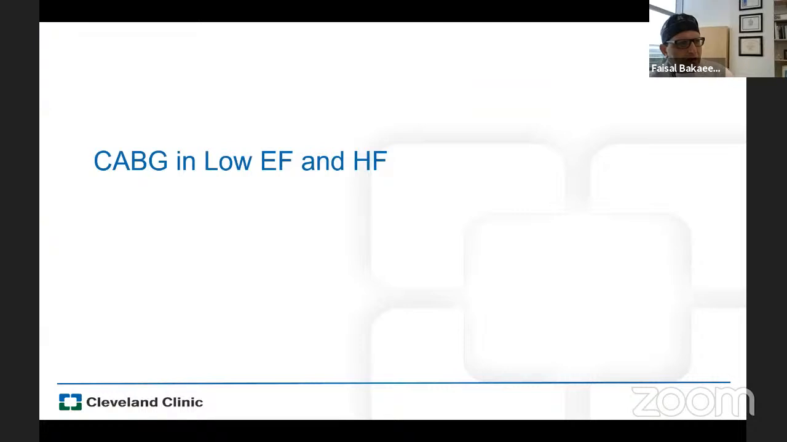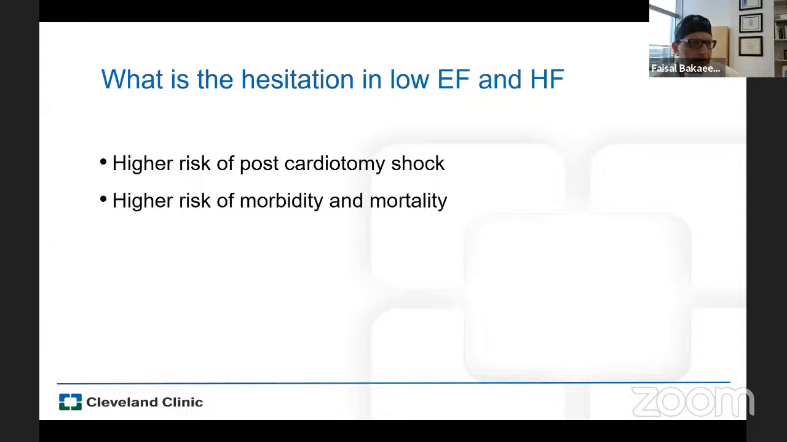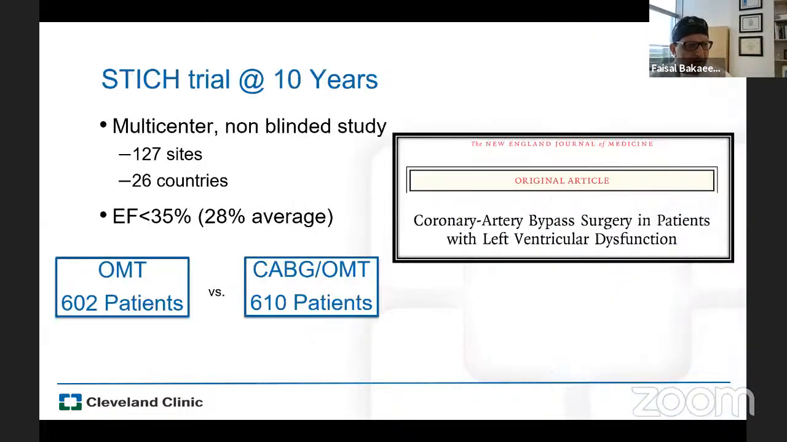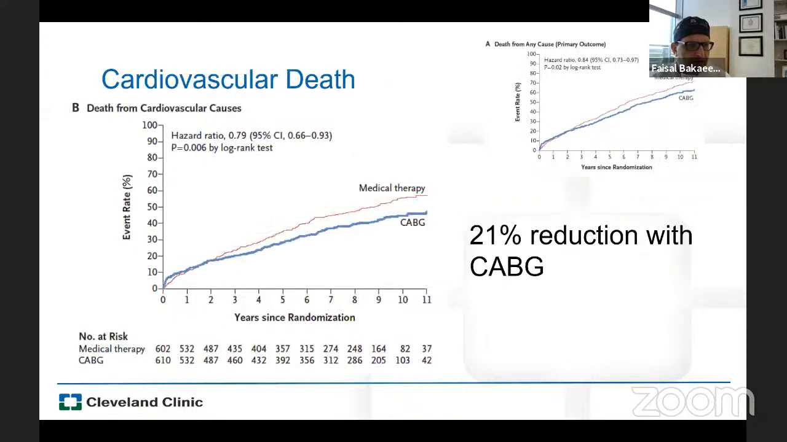So what about CABG in low EF and heart failure? They're higher risk patients and they're more likely to get post-cardiotomy shock and have higher morbidity and mortality. And this just came out in press. I chaired the expert consensus document of the AATS on those sick patients. And we know from the STITCH trial that CABG is superior to optimal medical therapy in patients with low EF and coronary artery disease, both in terms of cardiac cause mortality and all-cause mortality.